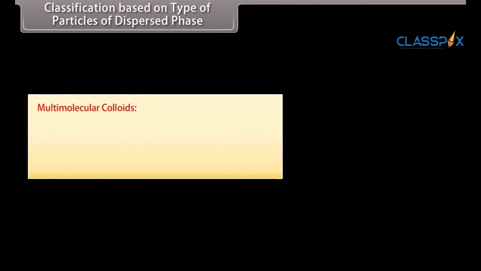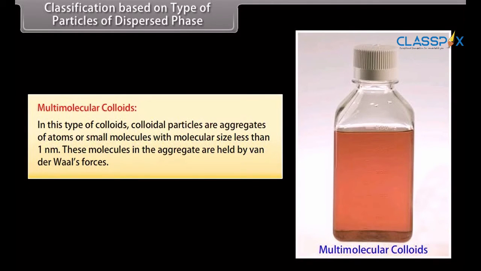Classification based on nature of particles. On the basis of nature of the particles of dispersed phase, colloids are divided into three categories. Multimolecular colloids: in this type of colloids, colloidal particles are aggregates of atoms or small molecules with molecular size less than 1 nanometer. These molecules in the aggregate are held by van der Waals forces. For example, a gold sol consists of particles of various sizes, which are clusters of several gold atoms.